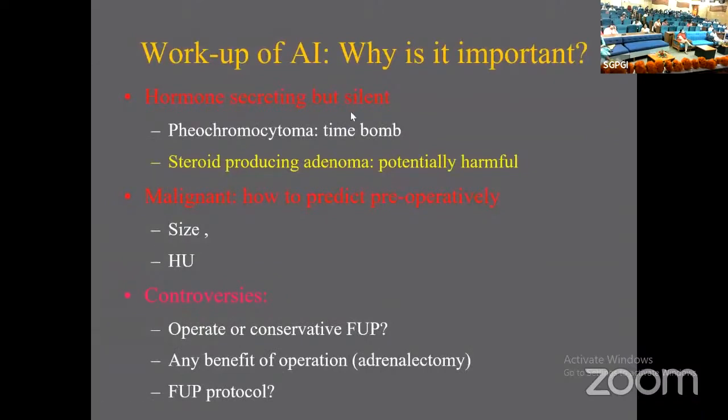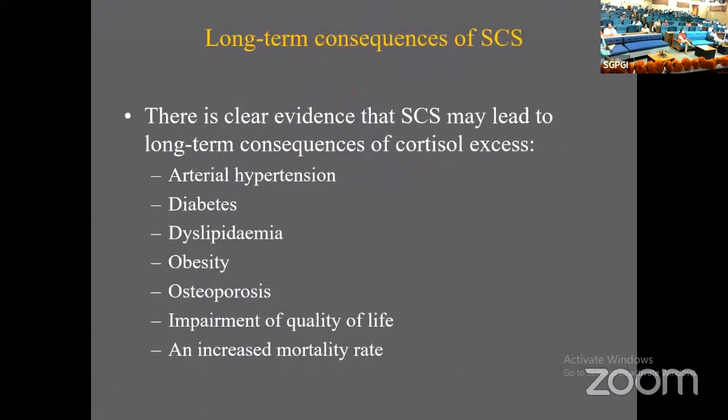So we have talked about why workup of AI is important, because the steroid-producing adenoma is harmful and pheochromocytoma, of course, is a time bomb. Coming to the malignant, how can we predict whether a particular lesion is malignant or not? Oh yes, one more point. There are long-term consequences of subclinical Cushing syndrome, because it has been shown that patients may be hypertensive, and they have metabolic issues like diabetes, dyslipidemia, obesity, osteoporosis. So much so that there is a distinct impairment of quality of life as shown in different studies. And not only that, there is an increased mortality rate if these patients are not managed or operated.